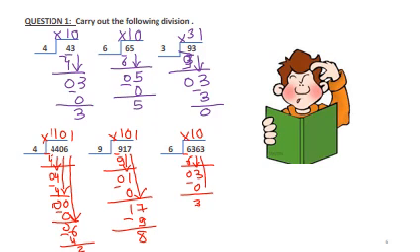Now we bring down the 6. We have 36 divided by 6. It's 6. 6 times 6, it's 36. And you subtract. Now we bring down the 3. 3 divided by 6, it's impossible. So we put a 0 in the quotient. And the remainder is 3.